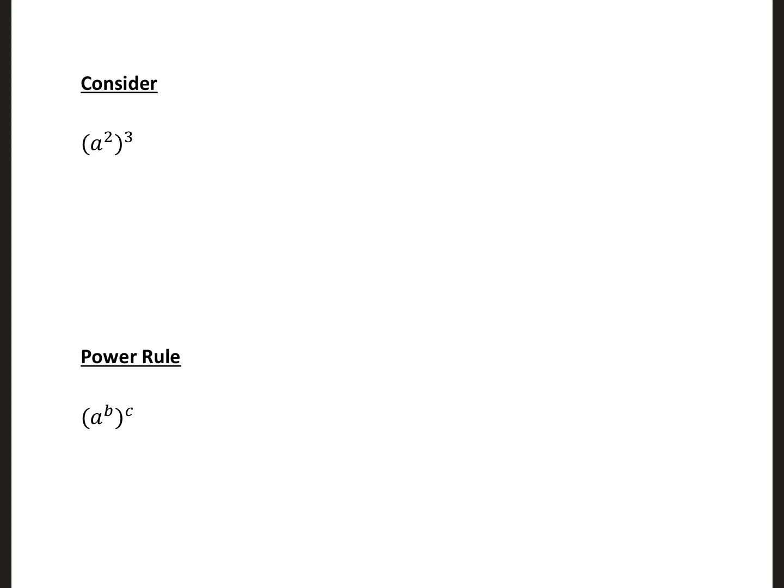Let's consider now a squared raised to the third power. This could be rewritten as a times a times a times a times a times a, which would result in a to the sixth power. We should notice that that's really like doing a to the 2 times 3. This shows us what we call the power rule.